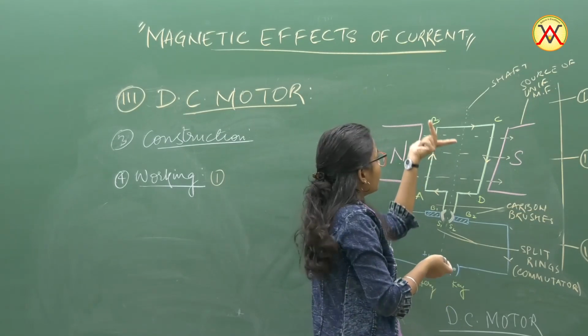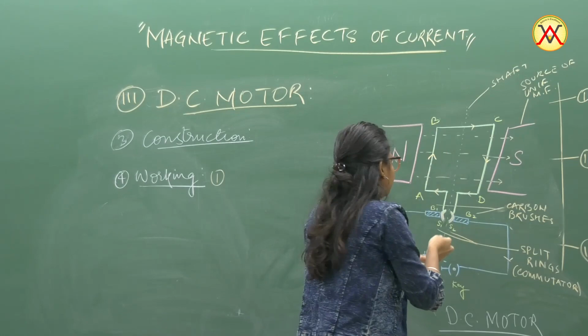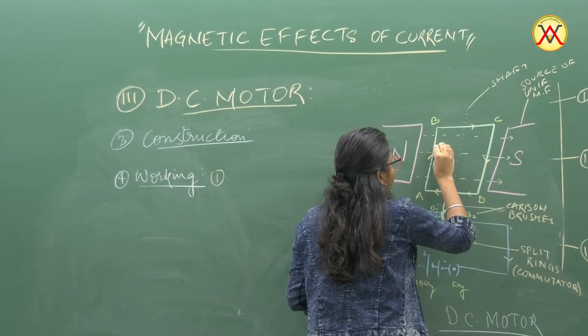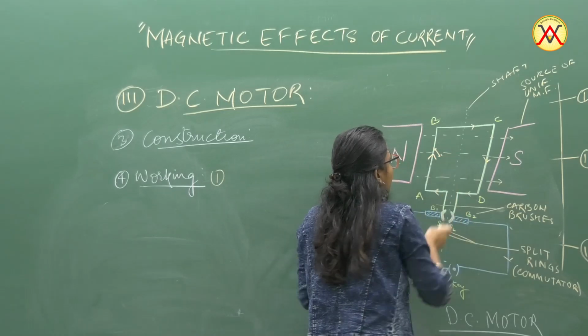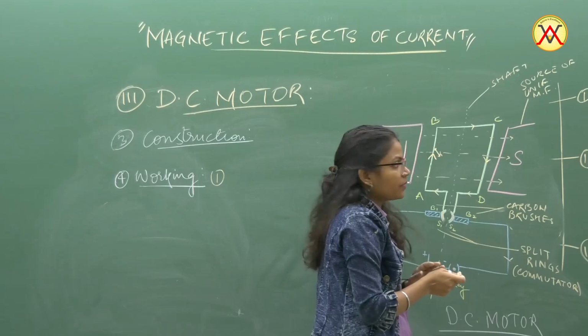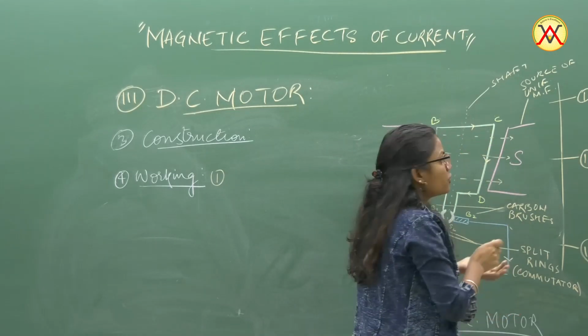So, for our AB arm, the direction of force is inward. So, this AB arm goes inside. Now, for our BC arm, direction of force is outward.